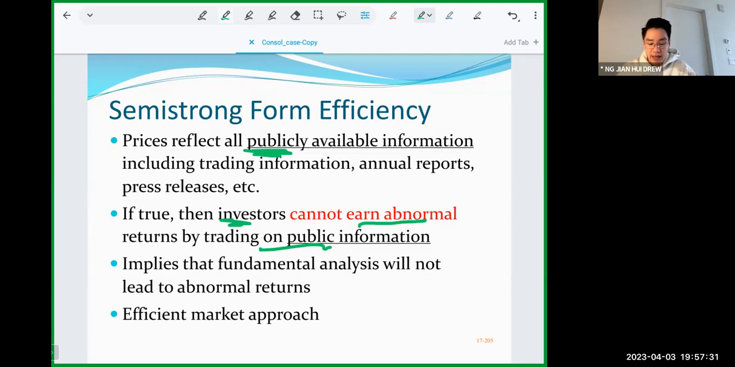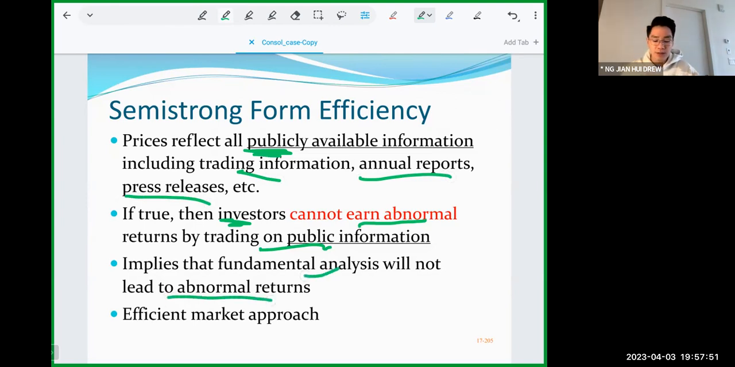What you need to have is private information in order to earn returns. And when we think about public information, it is the trading information, the annual report information, press releases, anything that is publicly available. It implies also that fundamental analysis will not lead to abnormal return.